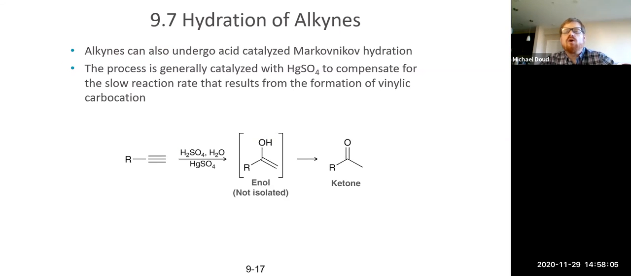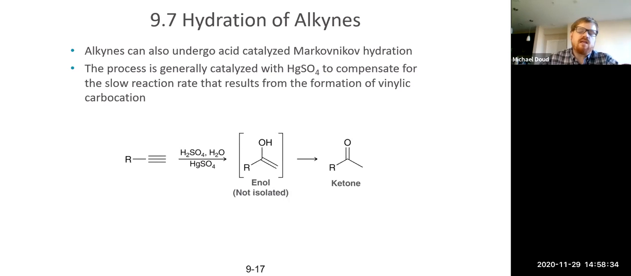Okay, so alkynes, like alkenes, can undergo hydration reactions as well. That's where you add an H and an OH, either Markovnikov or anti-Markovnikov. Now, if you just use acid with an alkyne, it's a very slow reaction. So if you use a mercury 2 catalyst, like mercury 2 sulfate, that will speed it up quite a bit because this one is going to form a vinyl carbocation, as we're about to see.